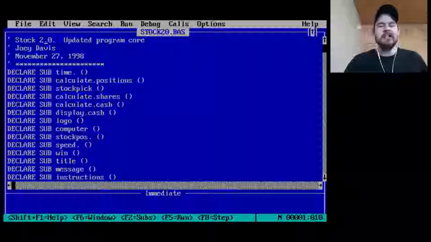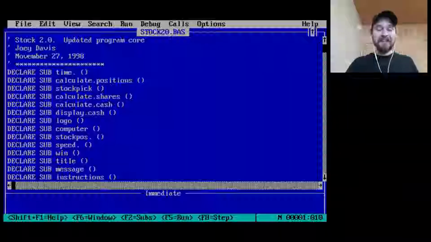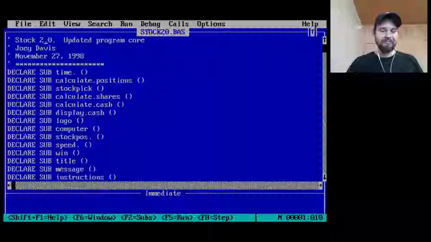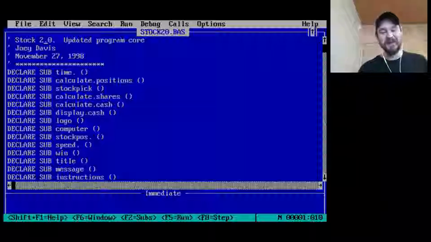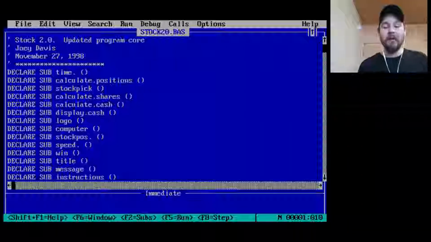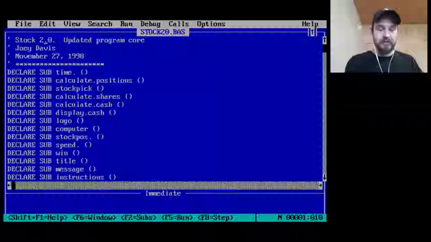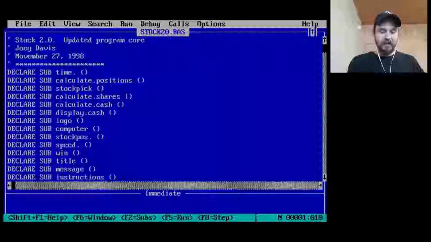My apologies. This does not use arrays. So what the heck is updated about it? Okay, well, now that I've had my hopes and dreams crushed, we get to investigate how this is actually updated. Okay, well, let's play it anyway. We'll see what happens.